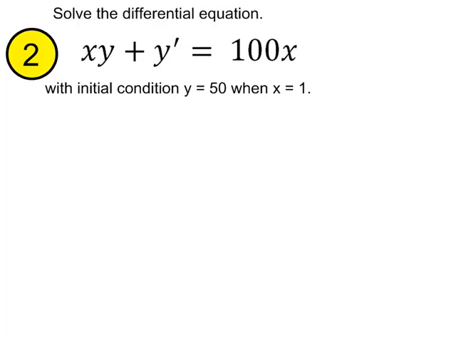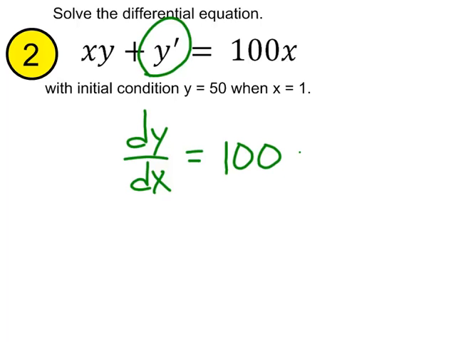With this exercise, the dy over dx is not written out explicitly, so we see it's expressed in a slightly different form. And we're also given an initial condition. Our solution curve must go through the point 1, 50. So first things first, instead of writing y prime, for separation of variables, it really is preferable to write dy over dx. That's what y prime is. So we'll write dy over dx instead, and we'll get it onto one side of the equation by itself. So we'll have this 100x, and we'll subtract over the xy.